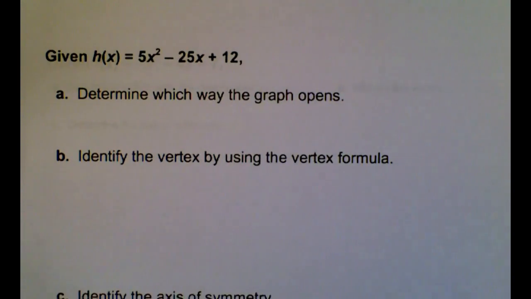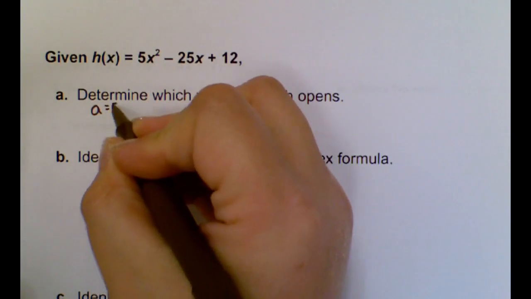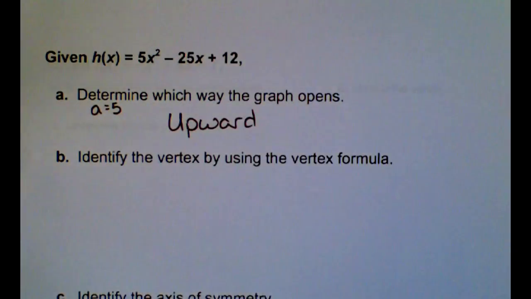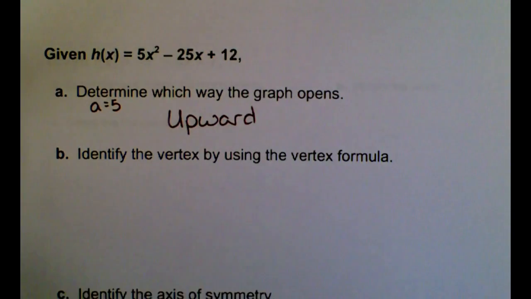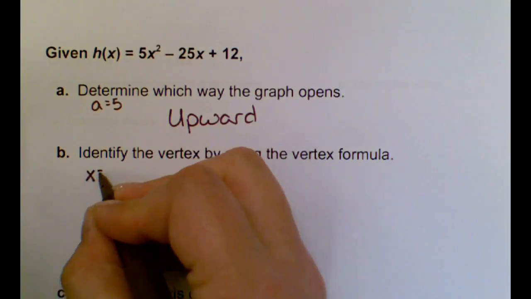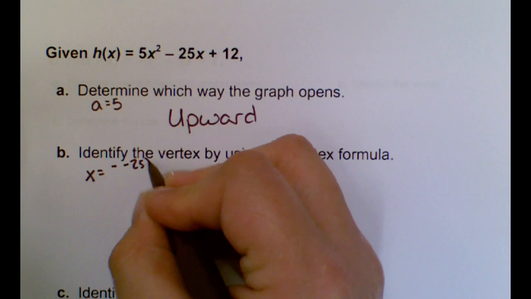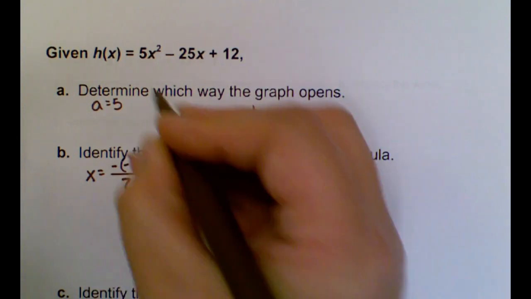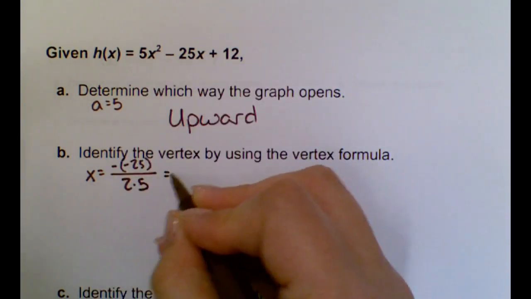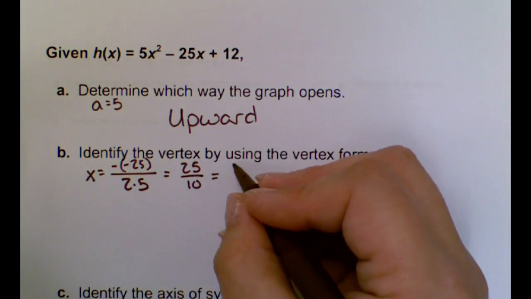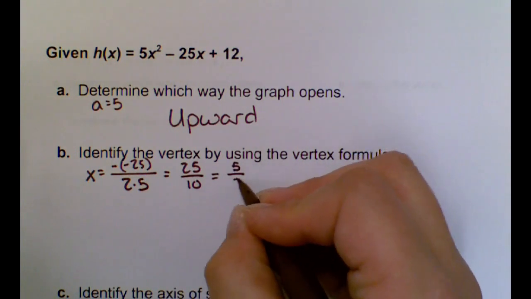So 5x squared minus 25x plus 12. I want to determine which way it opens. Well, my a value is 5, which means it's positive, which means it opens upward. Now we're going to find the vertex using the formula. So x is equal to negative b, b is negative 25, over 2 times a, which is 5. We have positive 25 over 10, which is, divide them both by 5, I get 5 over 2.